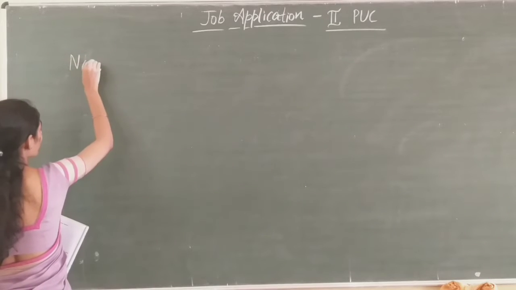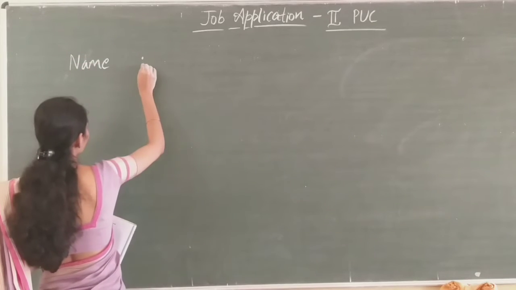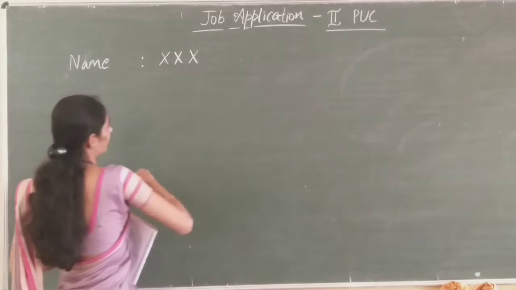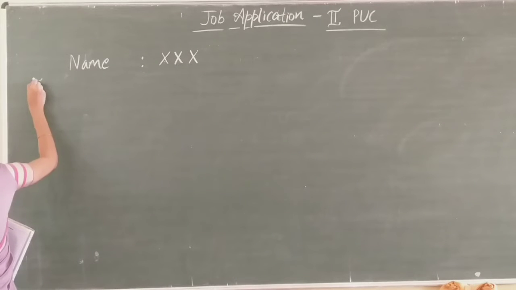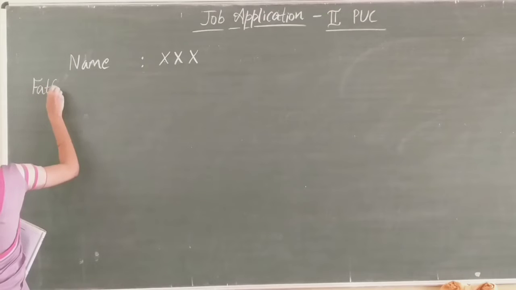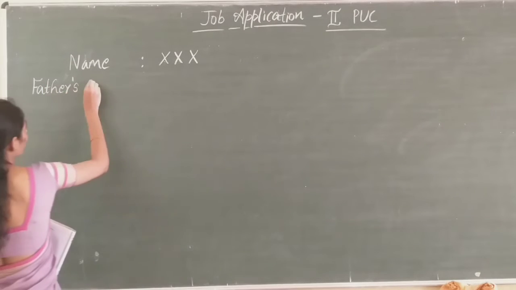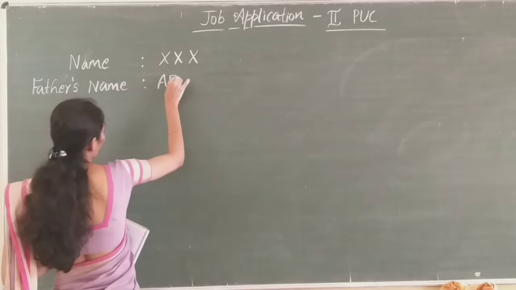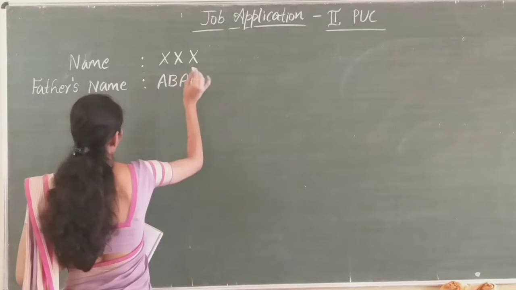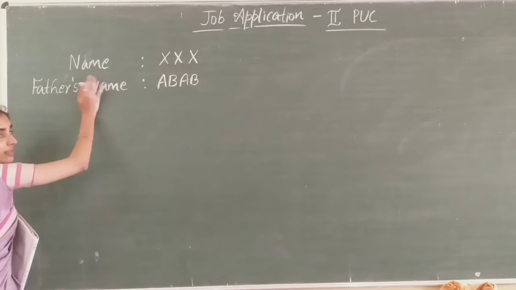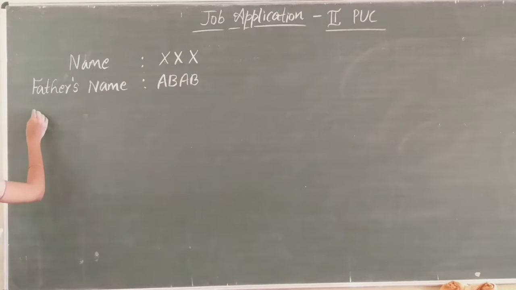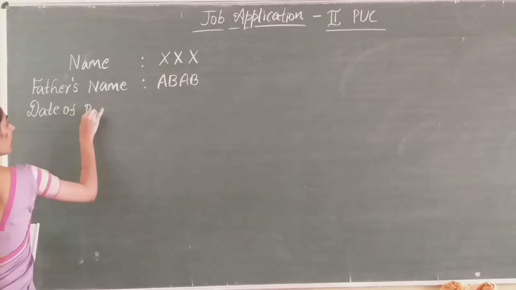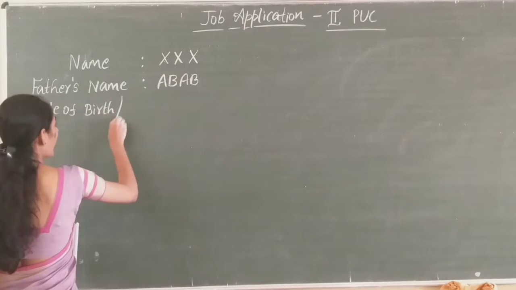Name. Now you are writing your biodata. Name. What do you have to write? X, X, X. Okay. Then father's name. Father's name, you can write AB. Here you need not leave a line. Okay. And then date of birth, or age. Now calculate.